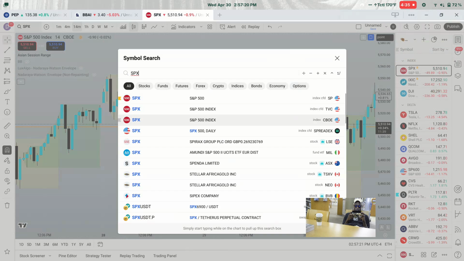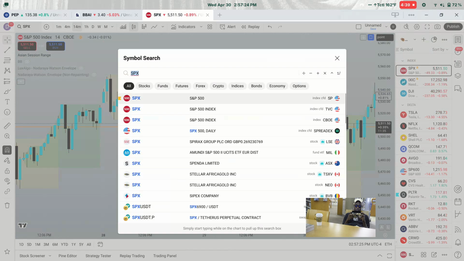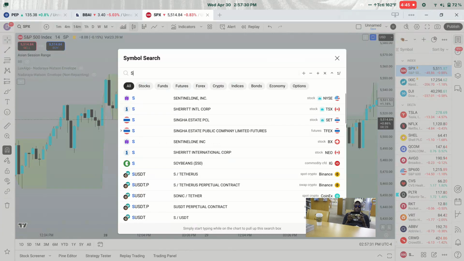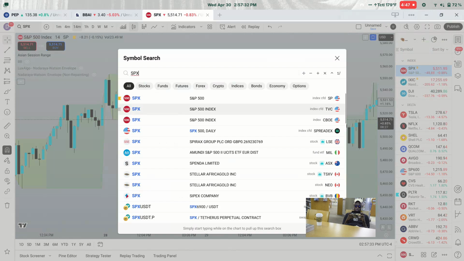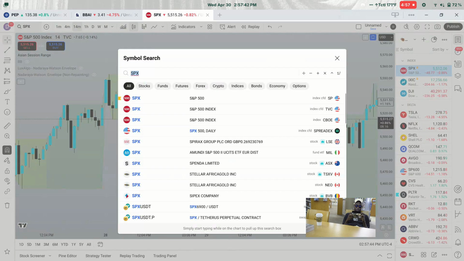SPX, CBOE, S&P 500, SPX, PVC. So it's not really showing it.